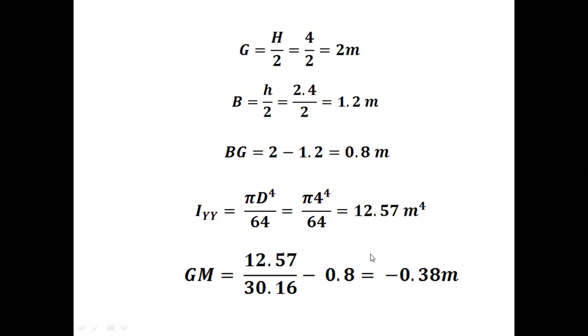The sign convention is very important. If it is positive, that means the object is in stable condition. If it is negative, then it is unstable condition. I said stable is nothing but the metacenter is going to lie above the center of gravity. If you are going to get a negative, the metacenter is going to lie below the center of gravity.